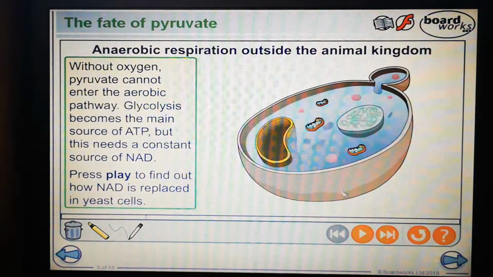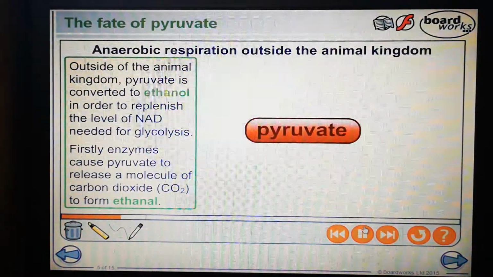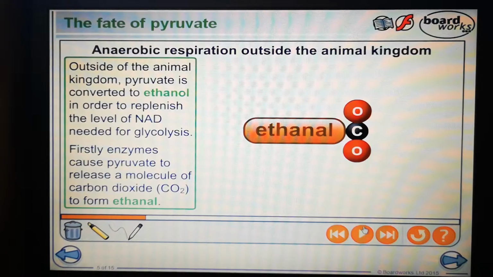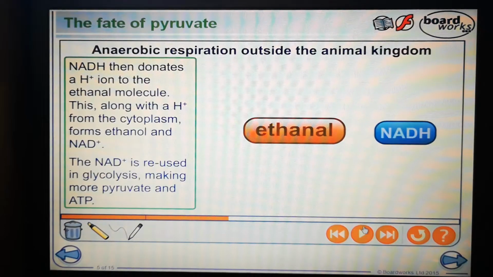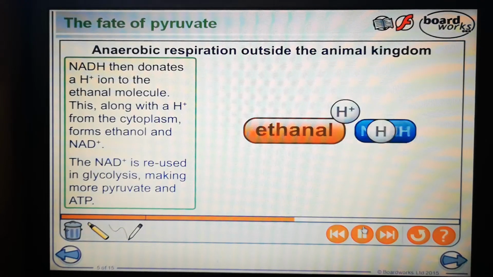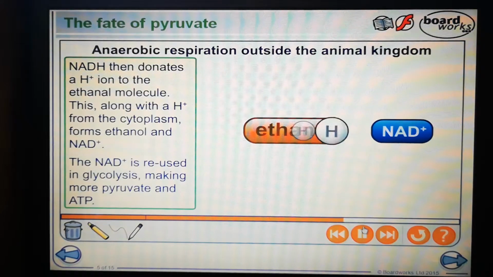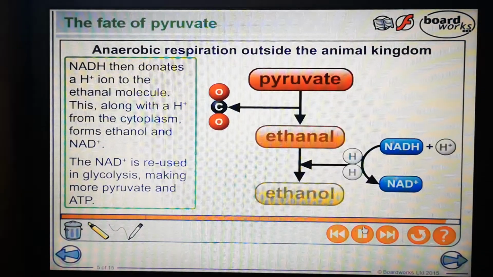Well, in a yeast cell, something very similar happens. However, what happens to the pyruvate is the pyruvate is going to lose a molecule of carbon dioxide, and as a result of that, it gets turned into ethanal. What happens then is the ethanal is going to be given a hydrogen from a reduced NAD, and it turns it into ethanol. So there's a lovely summary for you.